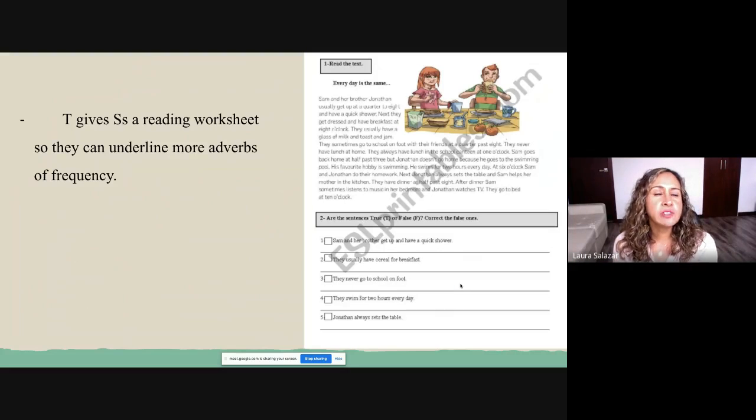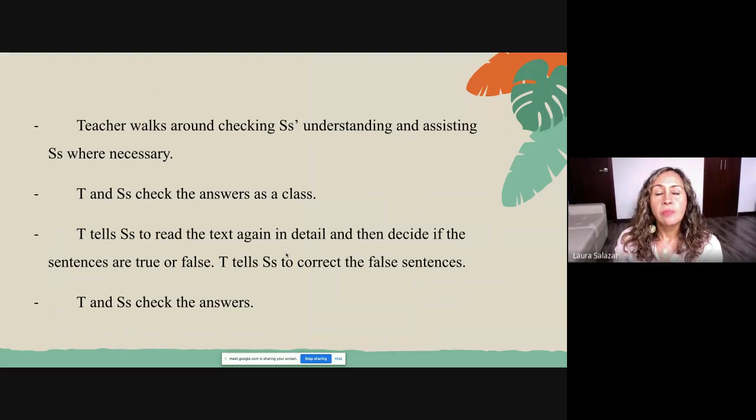Then the teacher gives the students a reading worksheet, which you have here on the right, so they can underline more adverbs of frequency. They need to search for adverbs of frequency and underline them. When they finish, the teacher will check the answers as a class. But while they're doing this worksheet, the teacher will walk around checking students' understanding and assisting students where necessary.